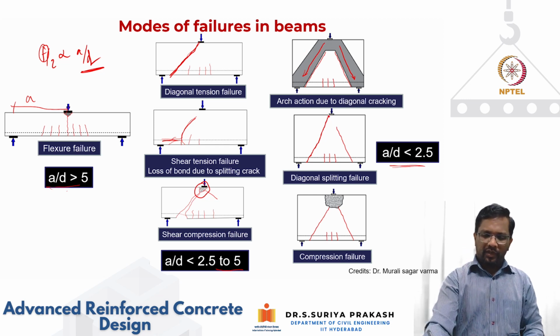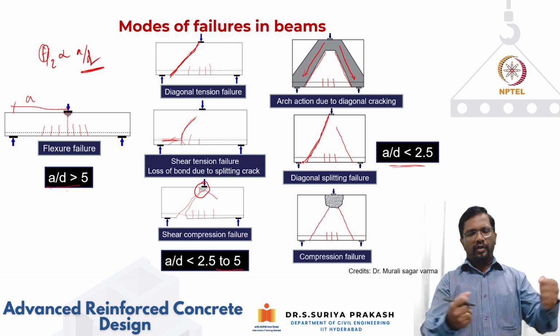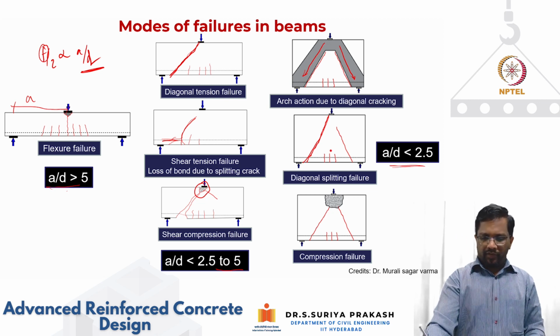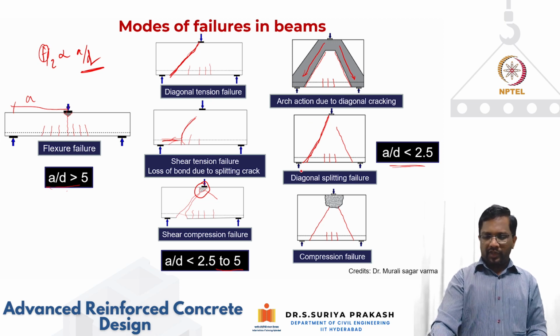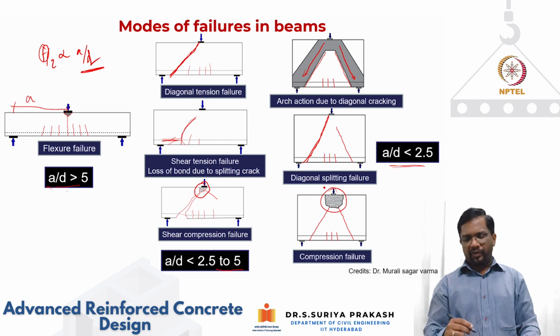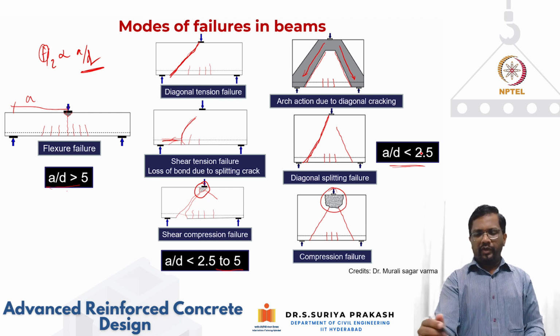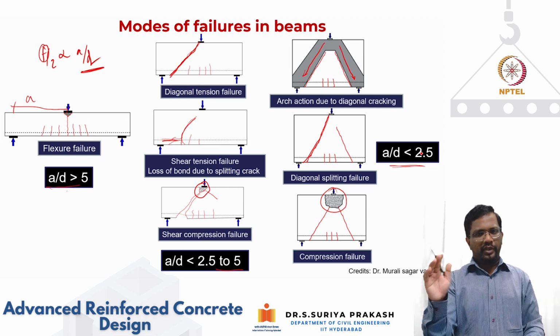Finally, because of this Poisson's effect, again the strut can crack in diagonal tension like this, and then you'll have this. And then if the strut also in the node region, it can also locally crush, and that we call as a compression failure. So when you test it at a/d ratio of less than 2.5, you can have multiple failure modes.